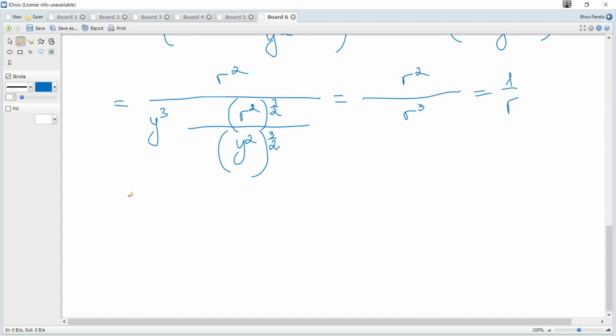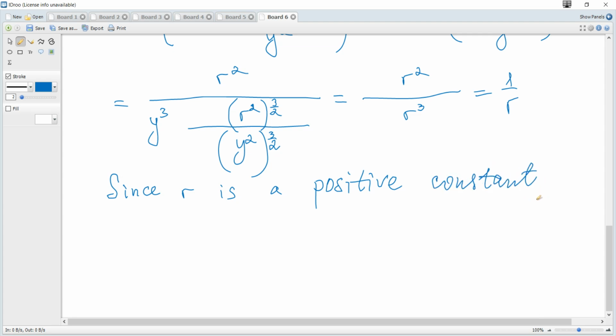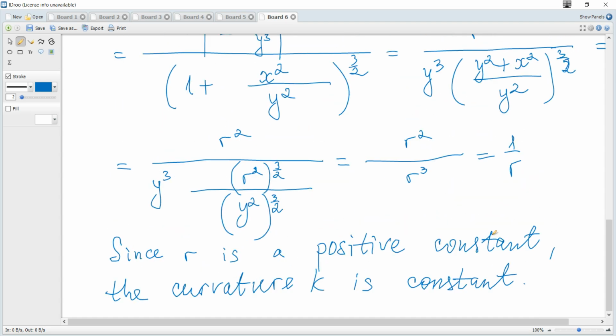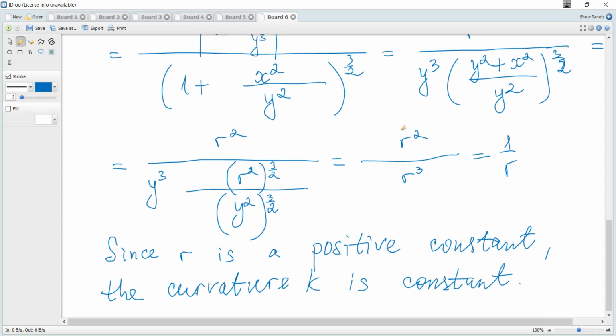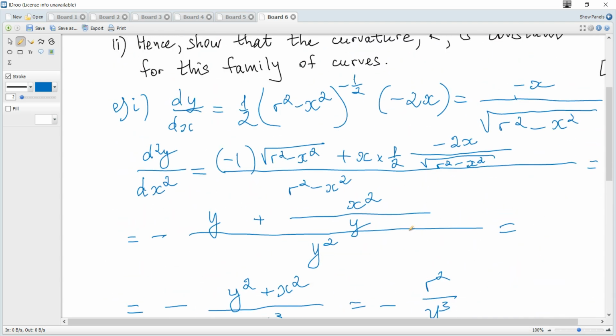And since r is a positive constant, the curvature k is constant, as required. And that's all for this question.